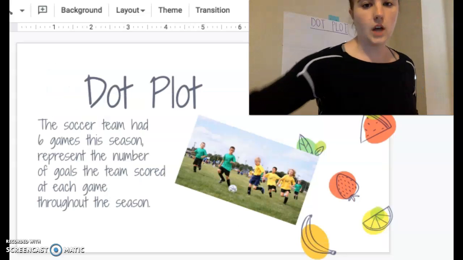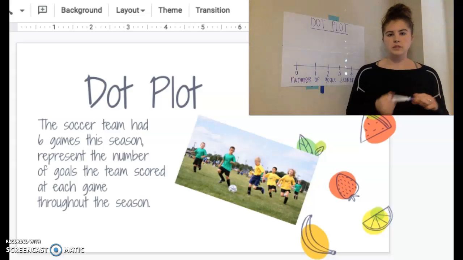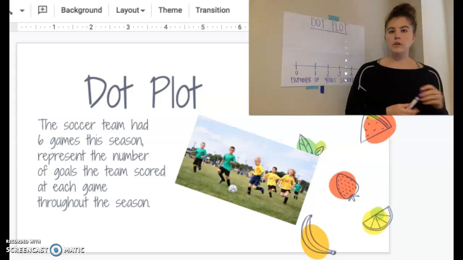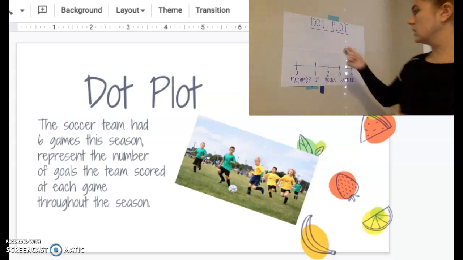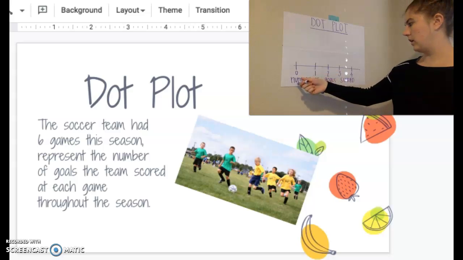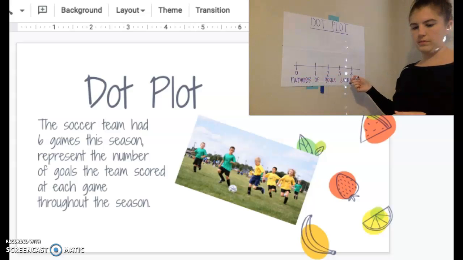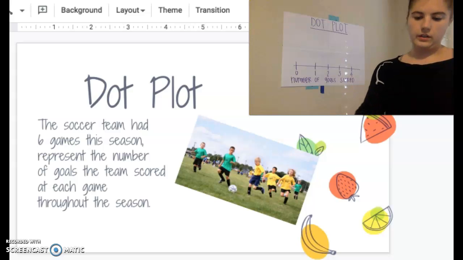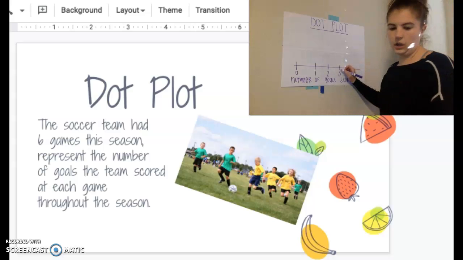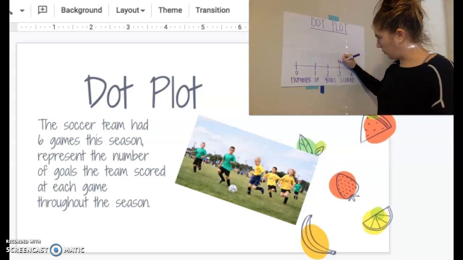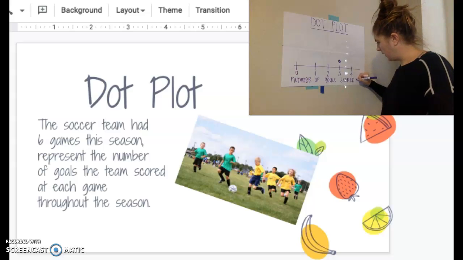Now we're going to create a dot plot. The data that we're going to be using for our dot plot is about our soccer team. They had 6 games this season, and we're going to represent the number of goals that our team scored at each game throughout the season. So here is our dot plot. Here at the bottom it says number of goals scored. So in game 1, there were 3 goals scored. So we're going to go ahead and put a dot here on 3 goals scored at a game.